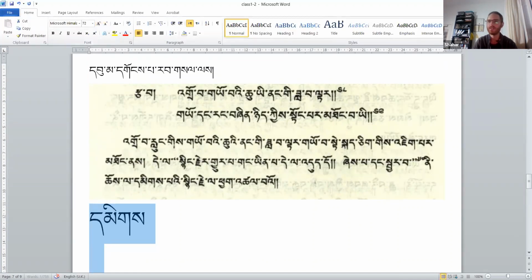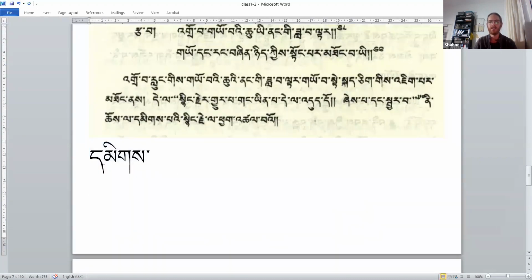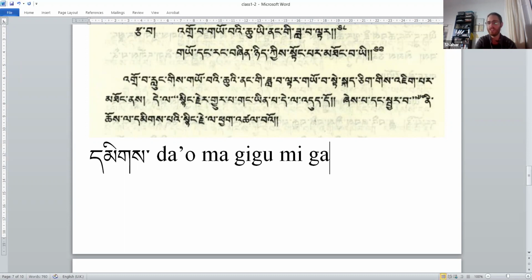Yeah. The mig, it doesn't have any head letters or anything like that. So you would just say dao for the head letter. Dao, ma. Then you say gigu for the gigu, and then you get mi. And then the suffixes, you always say them together if there's two. So you just say ga, sa, mi. The dao, magi, gumi, ga, sa, mi. That's how you get dao, magi, gumi, ga, sa, mi.